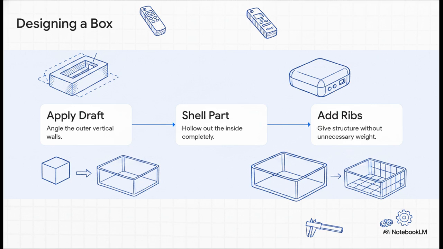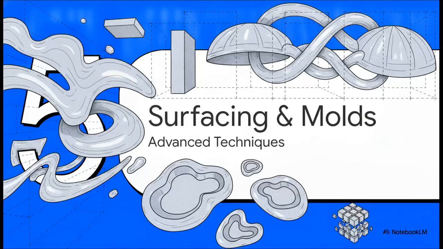If you're designing a plastic consumer box, think of a TV remote control casing. There is a very specific three-step sequence you want to follow. First, you apply a draft, which means slightly angling the outer vertical walls so the plastic can physically slide out of the steel mold. Second, use the shell tool to hollow out the inside, leaving you with a nice, thin, uniform wall. Finally, you add internal ribs to give it structural integrity without adding the heavy, unnecessary weight of solid plastic.